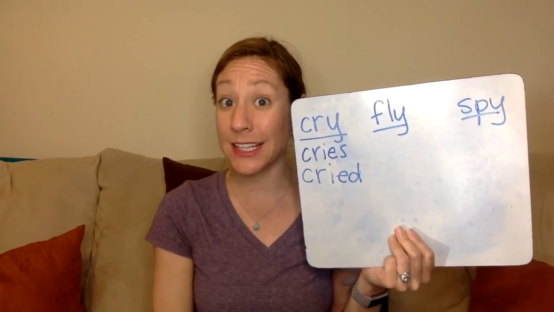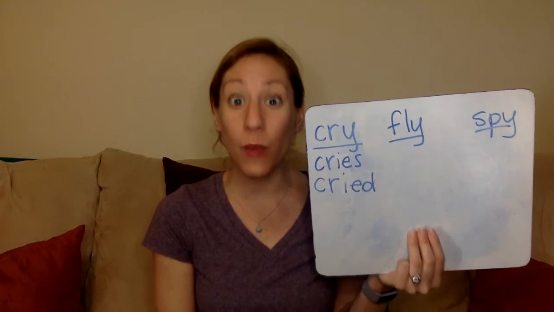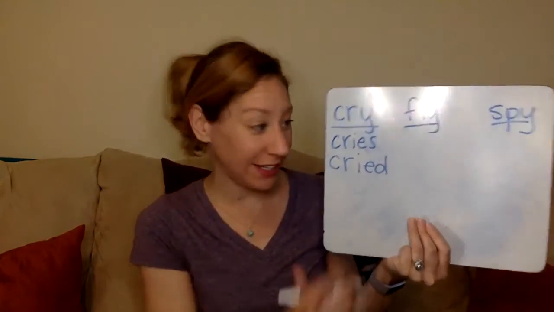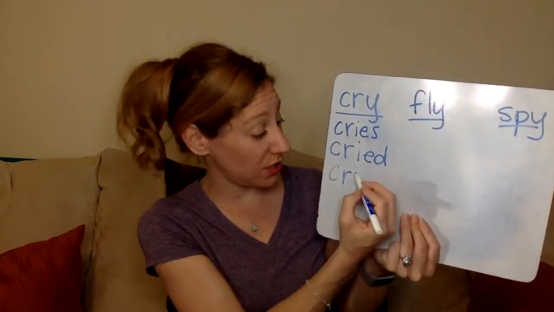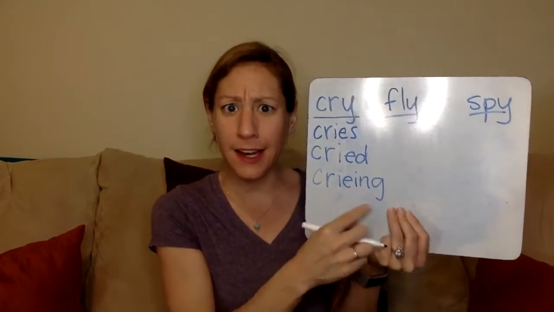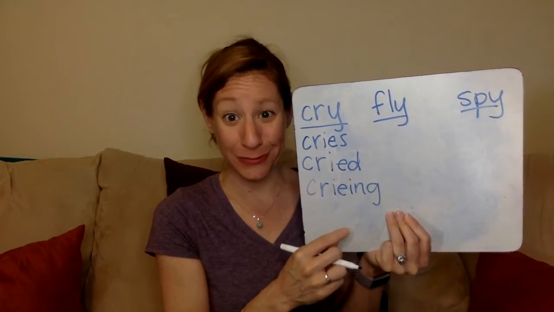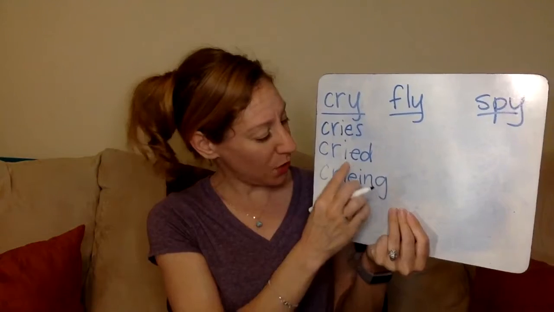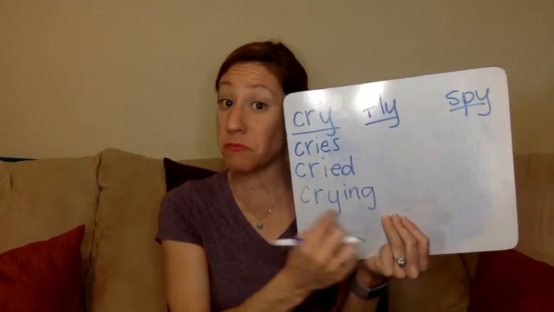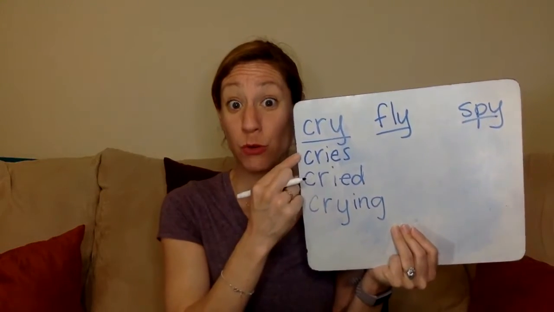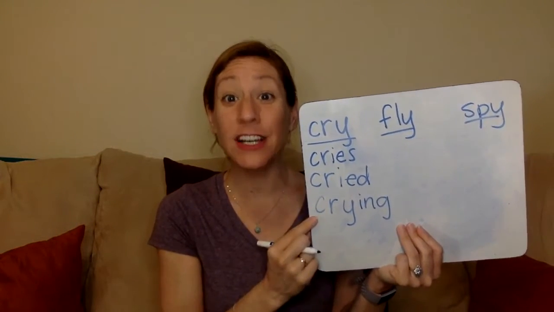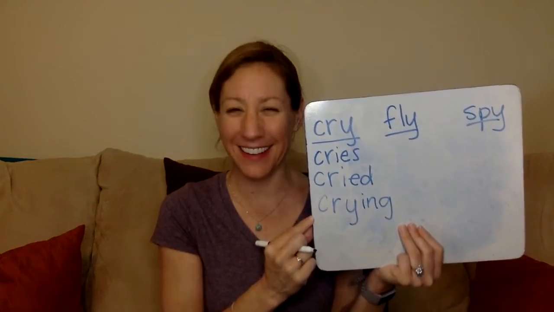Now, crying is a little bit trickier because with crying, we are going to leave the Y in there. If I replaced it with IE, that's a lot of vowels in a row and it looks a little bit goofy. Crying. So we actually just leave the Y there for crying. When we add ing, we're just leaving the Y there. So cries, change the Y to IE. Cried, change the Y to IE. Crying, leave the Y in there.